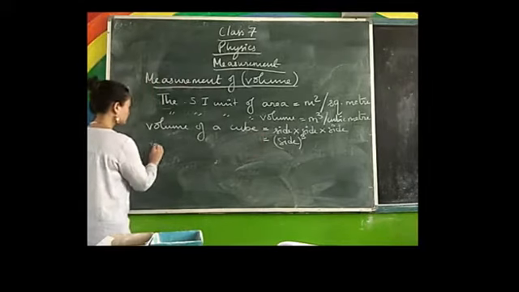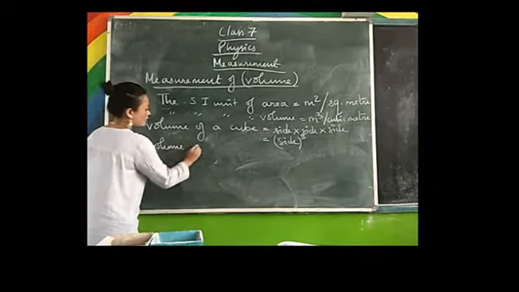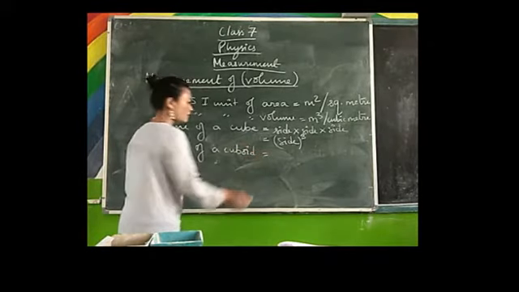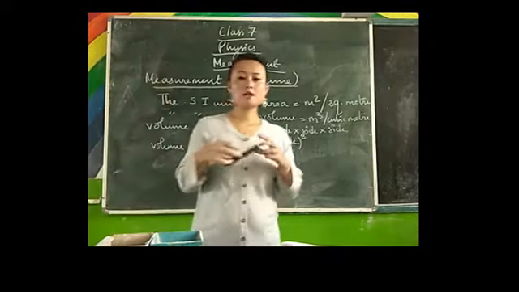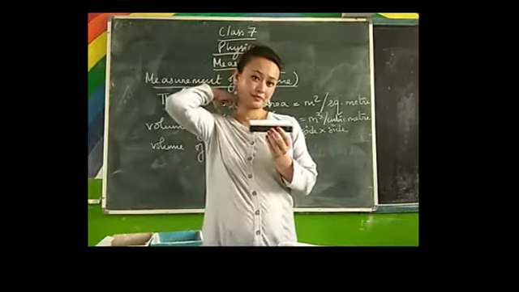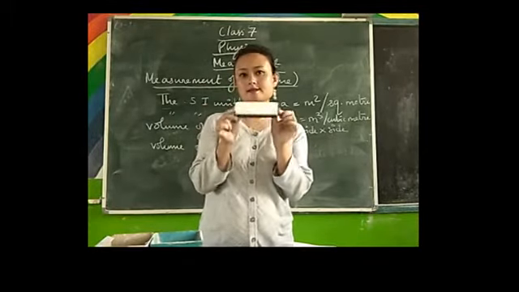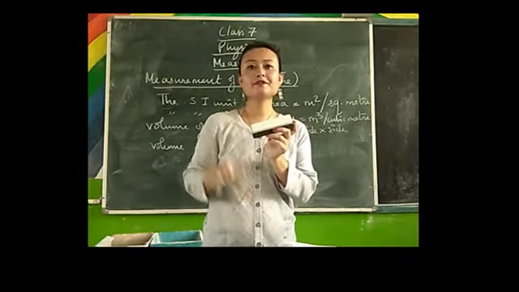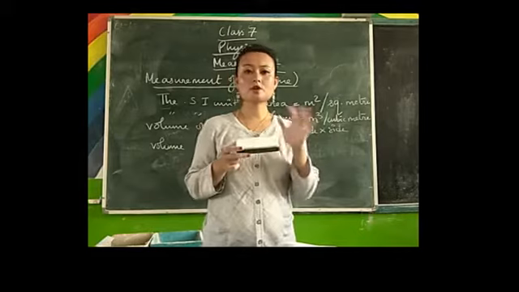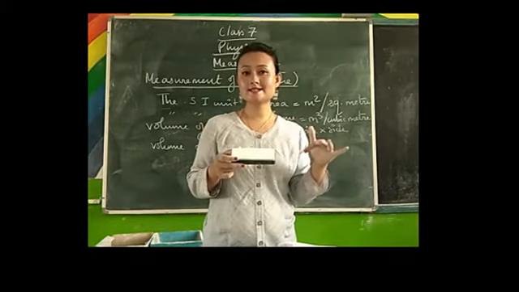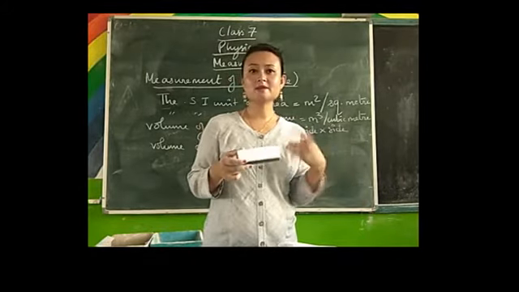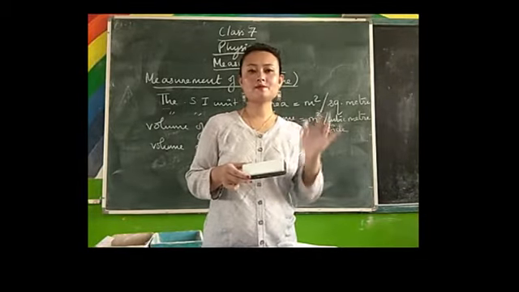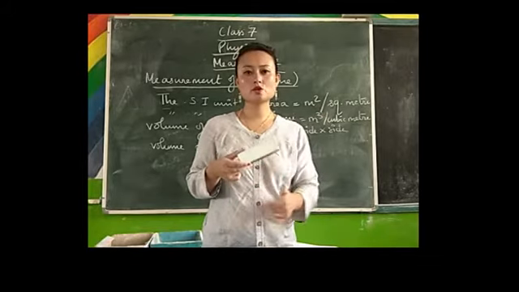Now, another one is the volume of a cuboid. This is an example of a cuboid. A cuboid has length, breadth and height of different measurements. If length is 10, breadth can be 5, height can be 3. It might be different. That means all the three values for length, breadth and height will not be the same for a cuboid.